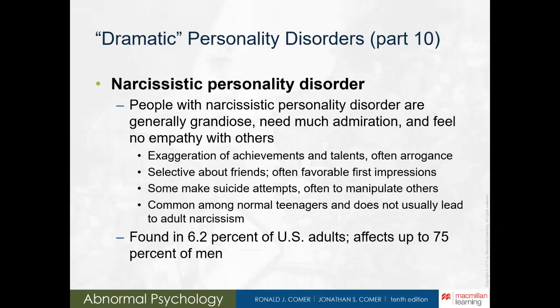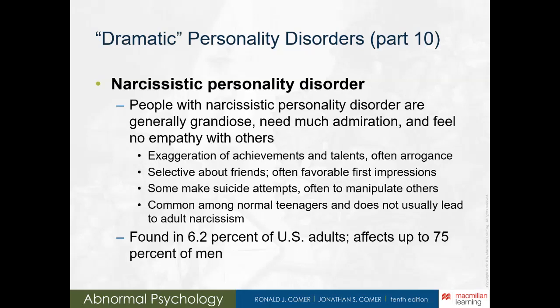The last cluster in cluster B, the dramatic personality disorders, is narcissistic personality disorder. People with narcissistic personality disorder are generally grandiose, need much admiration, and feel no empathy with others. They will often exaggerate their achievements and talents to the point of being arrogant. They are very selective about their friends, and they often present with very favorable first impressions. Some will make suicide attempts, but like with histrionic personality disorder, it's often to manipulate others. And it's common among normal teenagers and does not usually lead to adult narcissism.